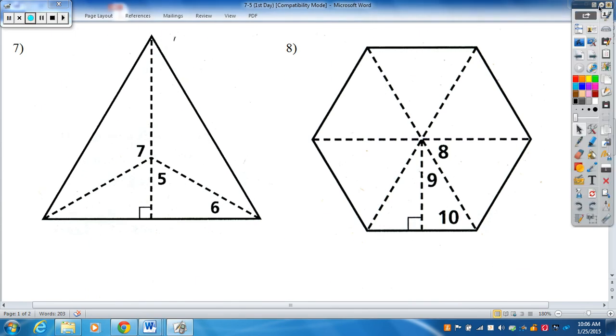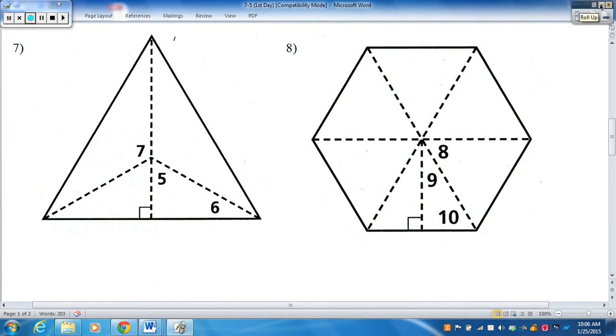Again, I want to identify which angle is the central angle first. So I hope that you identified 7 as being my central angle. Here's a radius and here's a radius. So angle 7 is the central angle. 360 divided by the number of sides, which would be 3, is 120 degrees. So this is 120, this is 120, and this is 120.